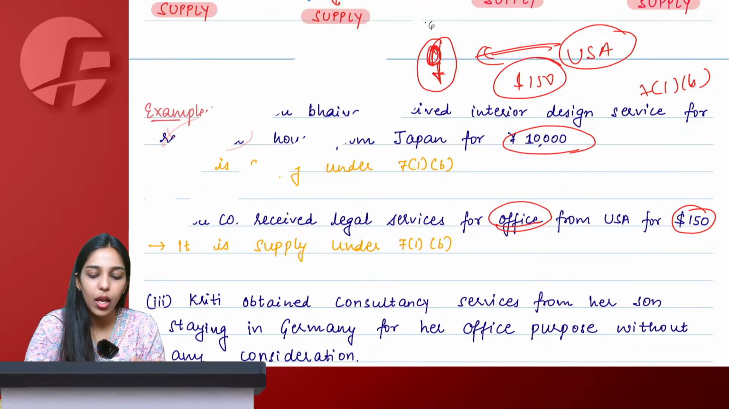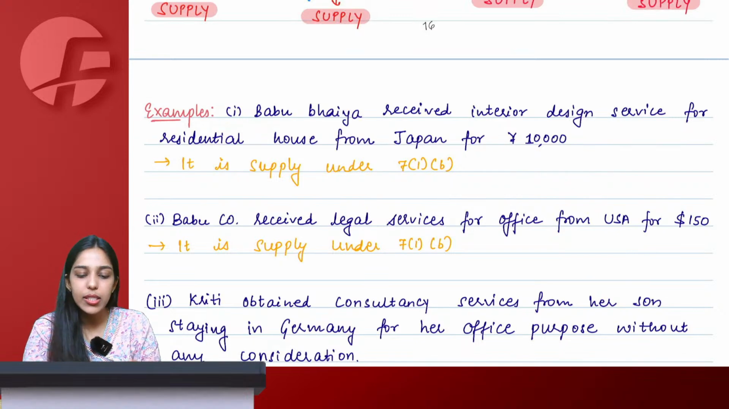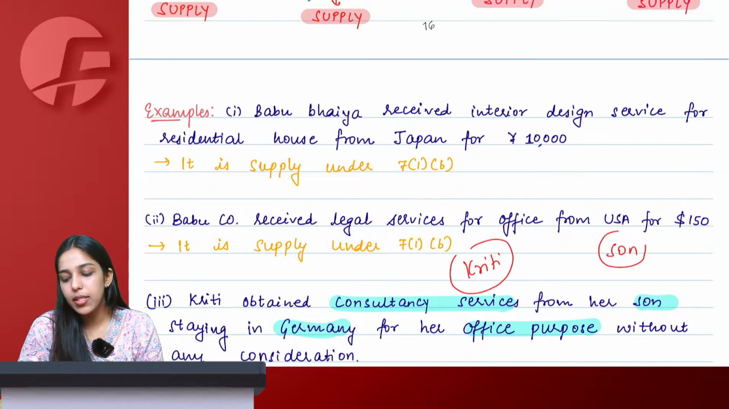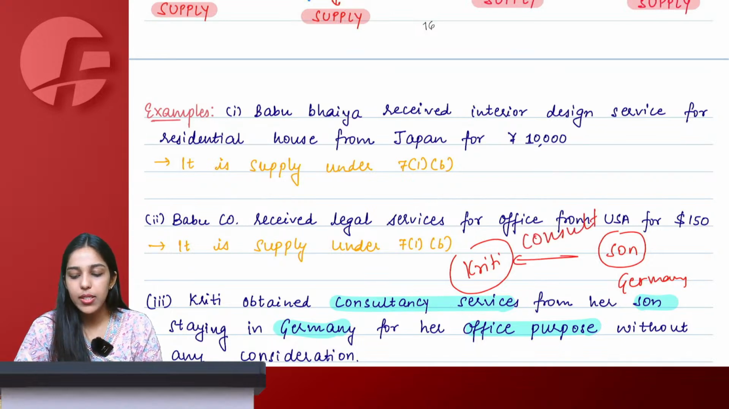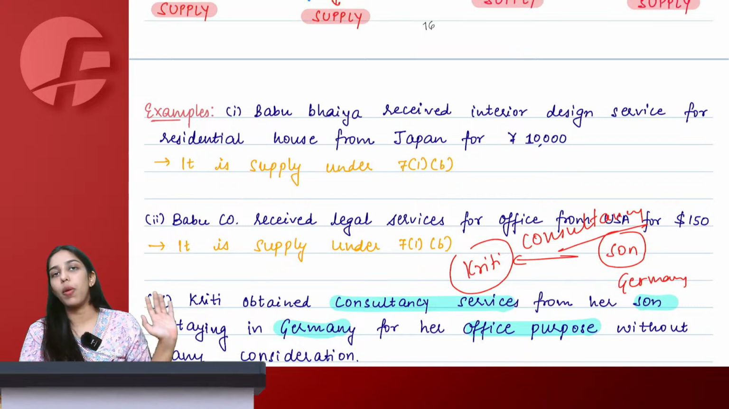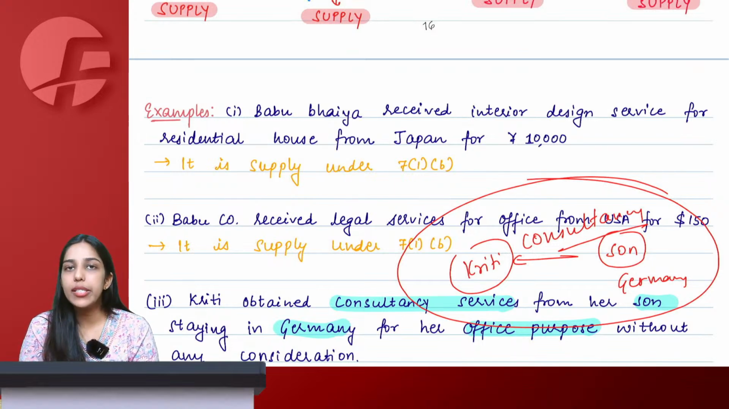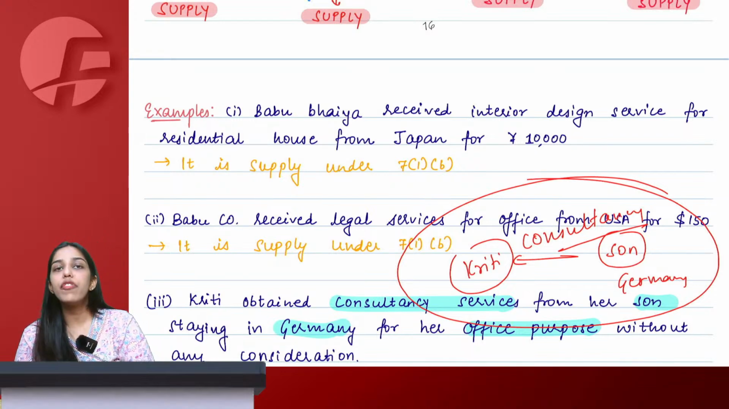Very good. Point number 3: Kriti obtained consultancy services from her son staying in Germany for office purpose without consideration. So here we have Kriti in India. Kriti's son is staying in Germany and Kriti has obtained consultancy service. Now the son, being a good son, has not charged any amount from his mother. Tell me whether it is supply or not. Kriti, staying in India, imported consultancy services from her son for office purpose and the son has not charged any consideration. Tell me.